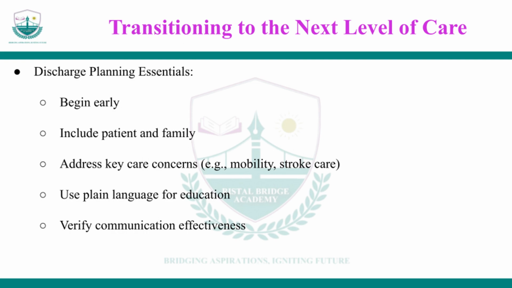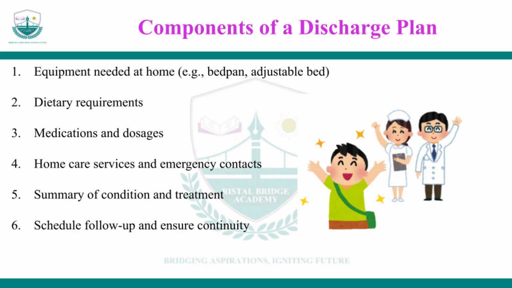Then educate in plain language. Educate these caregivers in a language that they can easily understand. Avoid the use of medical jargon because this will make them not understand what you are talking about. Then assess communication effectiveness against the patient and the family goals. Components of the discharge plan, it is composed of the following.